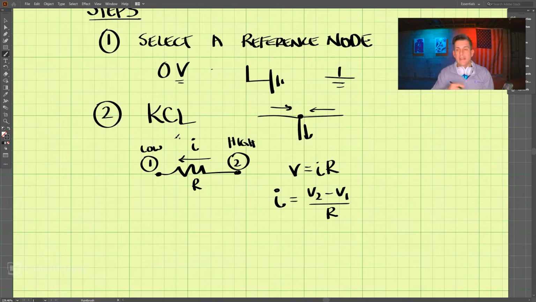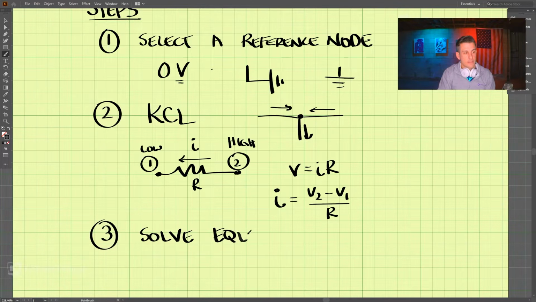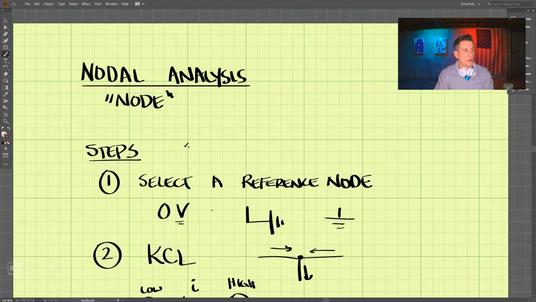And we write a bunch of KCL equations. We do KCL at this point, KCL at that point, KCL here, and then we combine all the equations. So the third step is solve equations. So these are the 3 steps to doing nodal analysis.